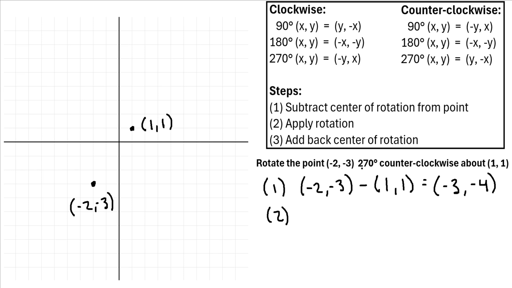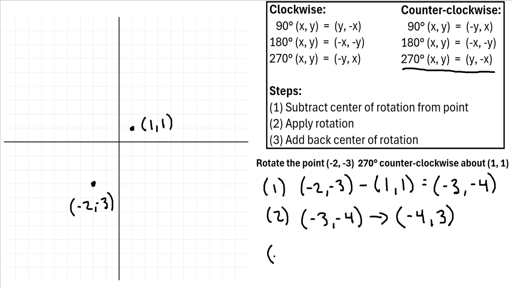Okay, so step 2 is apply the correct rotation rule. So in this example, we're rotating 270 degrees counterclockwise. So we'll use this rule right here. It says the xy coordinates need to become y, -x. So let's do that. So say we had -3, -4. We need to switch the x and the y. So -4, -3. And this second value right here needs to have the opposite sign that it originally had. So it was originally -3. This will actually become a +3.